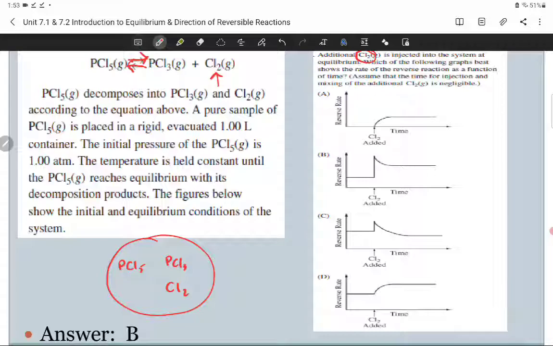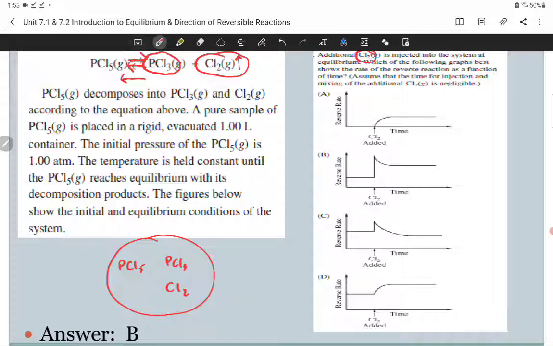So with this situation, if you add more products, so let's use an arrow there, you now have more Cl2s to fly around in that container, and more of them are going to hit the PCl3s that you have in there. If more collisions are taking place, you now have more opportunities for those to come back and make PCl5. So if you add more products, in this case Cl2, you have an opportunity to move the reaction more right to left than it was before.